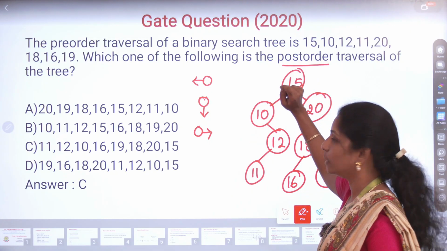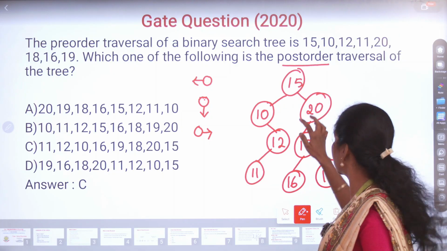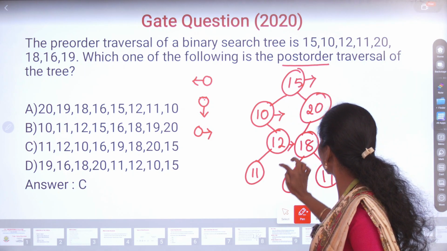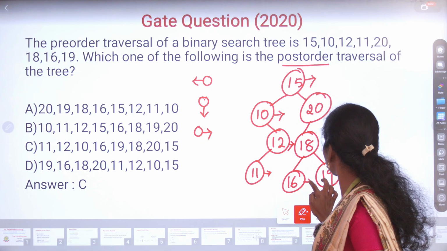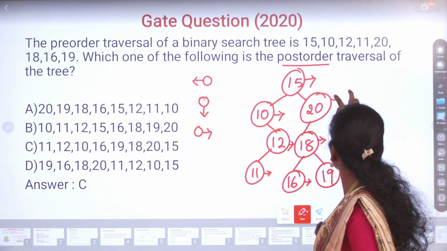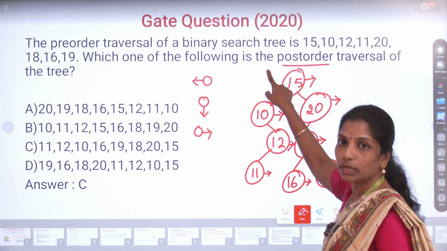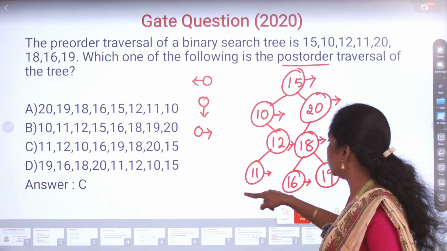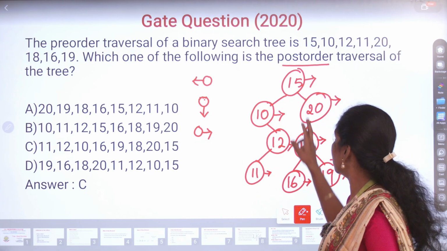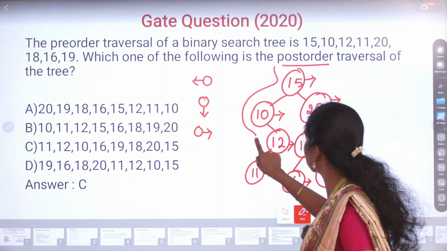So here we are going to find the post order. For each and every node we are going to set a flag on the right side. Now we are going to travel from the root node and touch each and every node. Wherever the flag touches, we'll be getting the post order. So let's come like this.